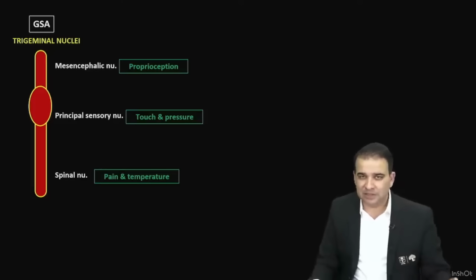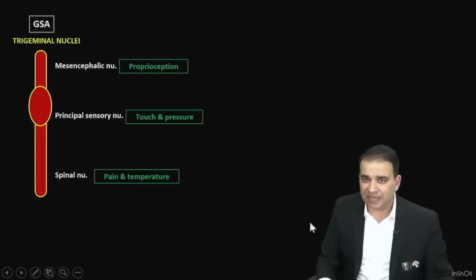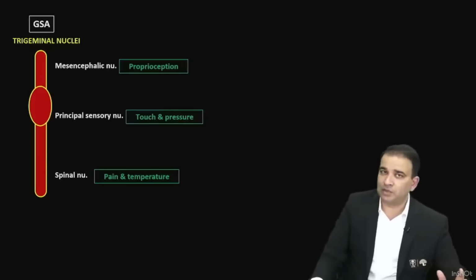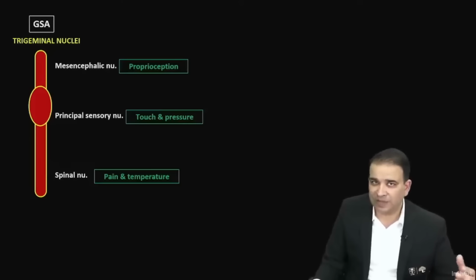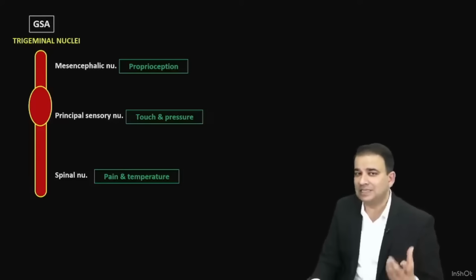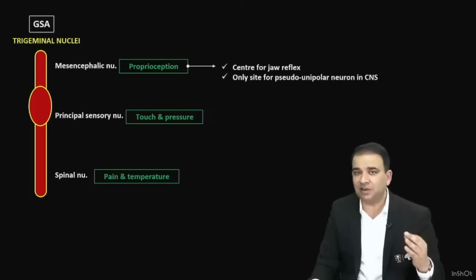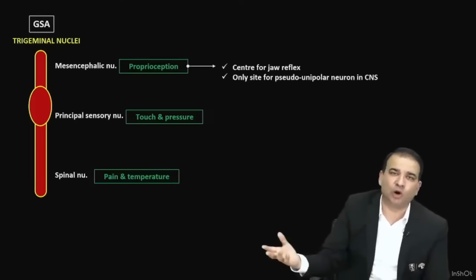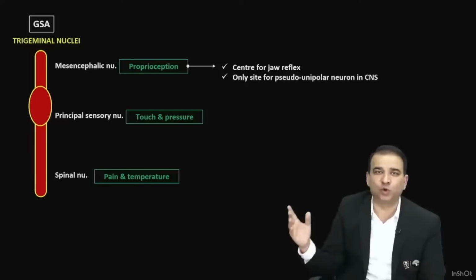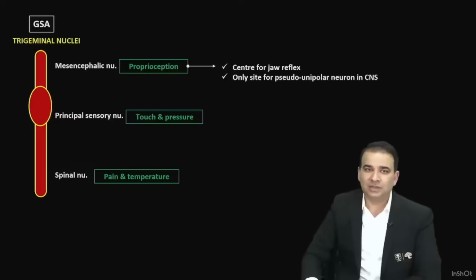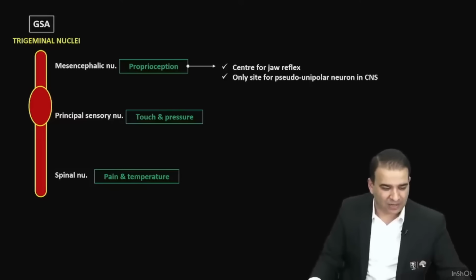Now this mesencephalic nucleus, for some reason, has been a very important and repeatedly asked question. Mesencephalic nucleus is for proprioception, guys. This is a center for the jaw reflex also. It is a center for the jaw reflex, or you can say masseteric reflex. And one speciality of this mesencephalic nucleus is that it is the only site in the central nervous system having pseudounipolar neurons. Outside the CNS you will find a lot of pseudounipolar neurons, but inside the CNS this is the only site for pseudounipolar neurons. That is the mesencephalic nucleus.